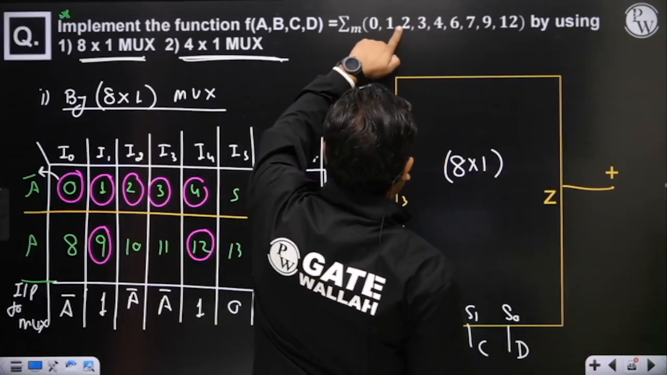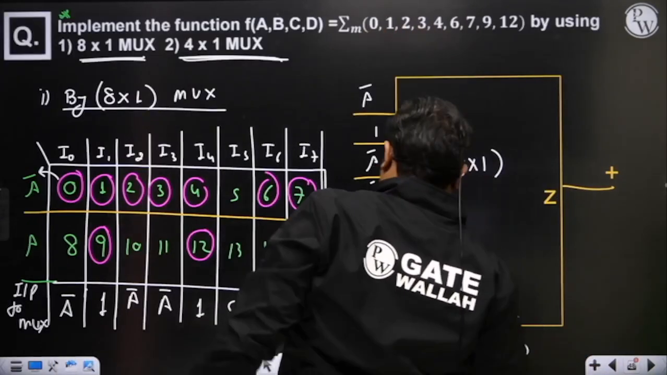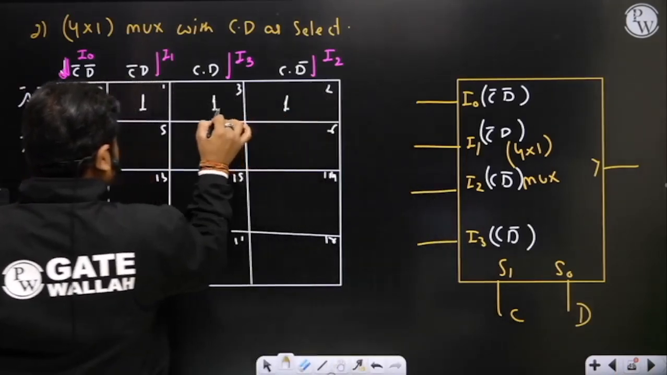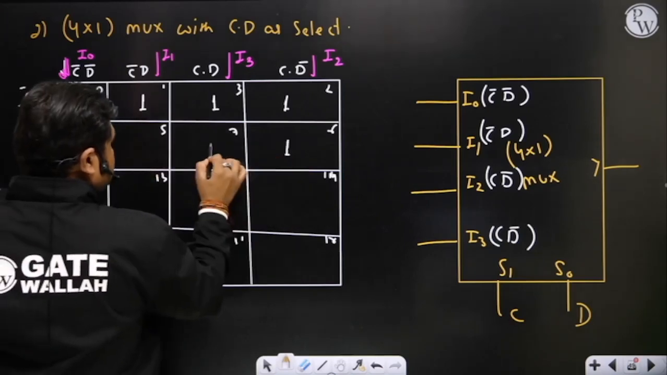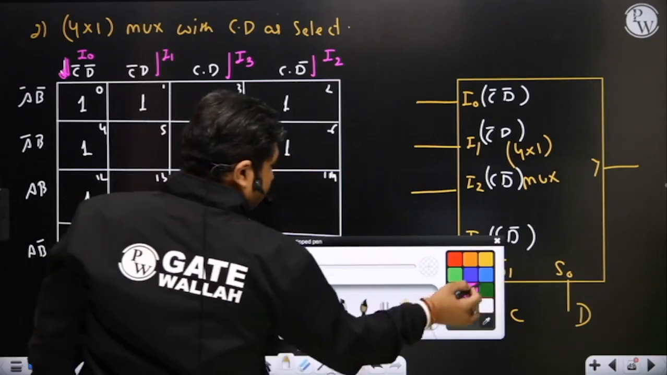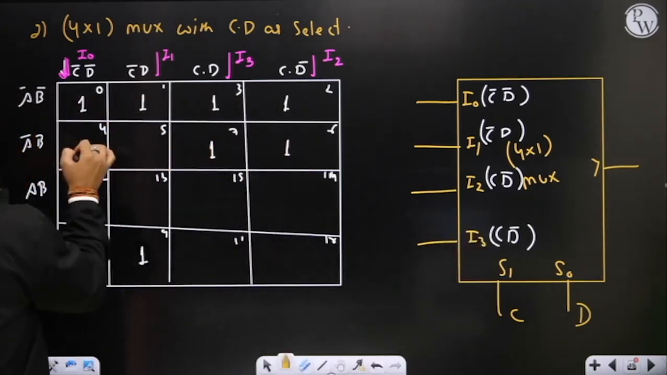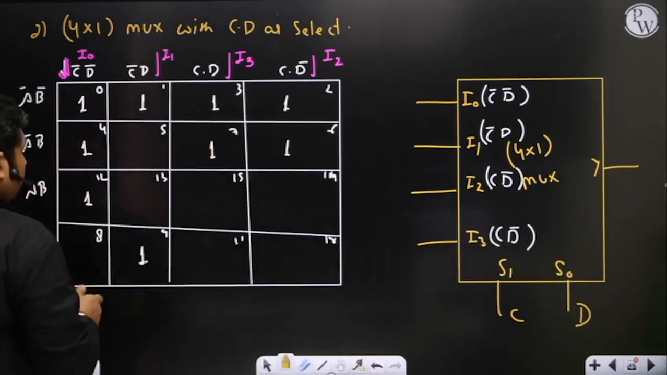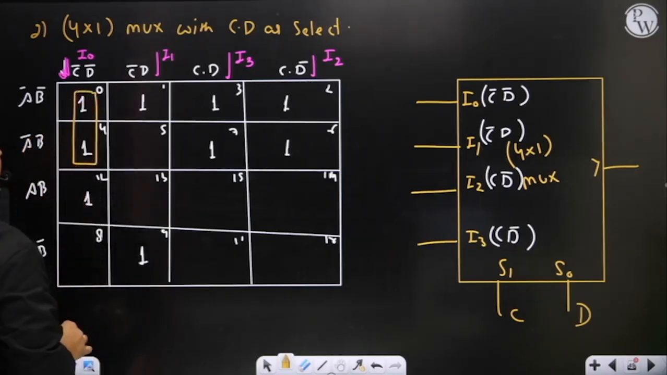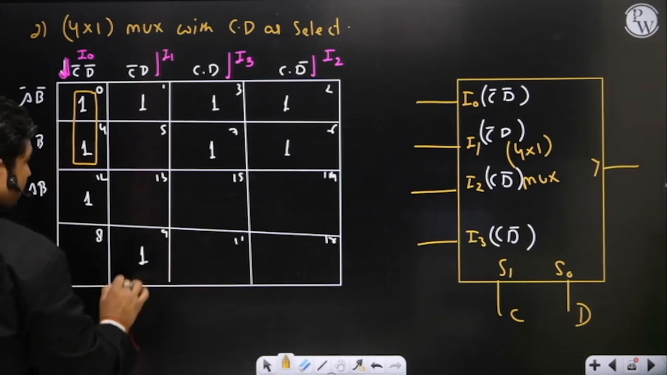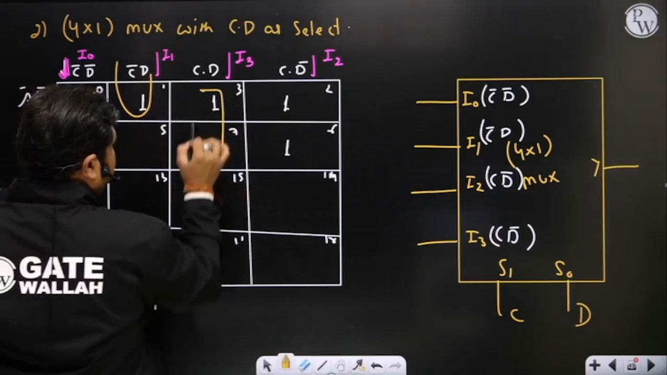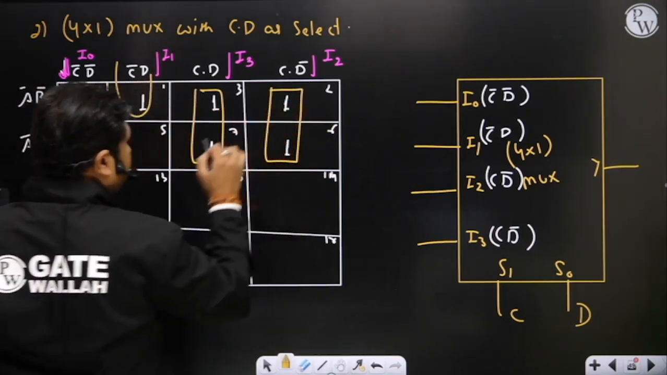What is the function? Function is 0, 1, 2, 3, 4, 6, 7, 12, 11, 9. This is our function. So, please observe here. If I am going to take this as a pair, is it possible? Yes, sir. This we have as a pair, and this, and this.